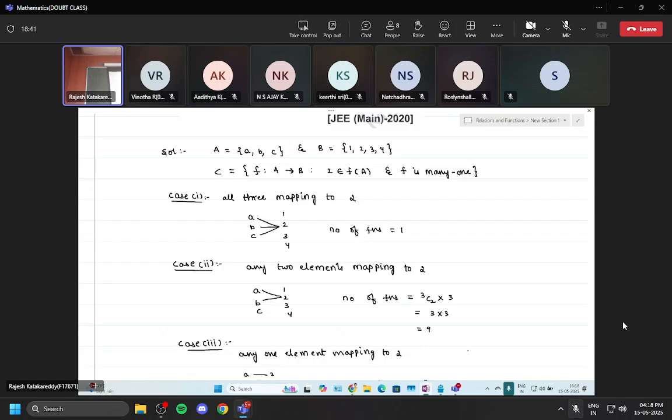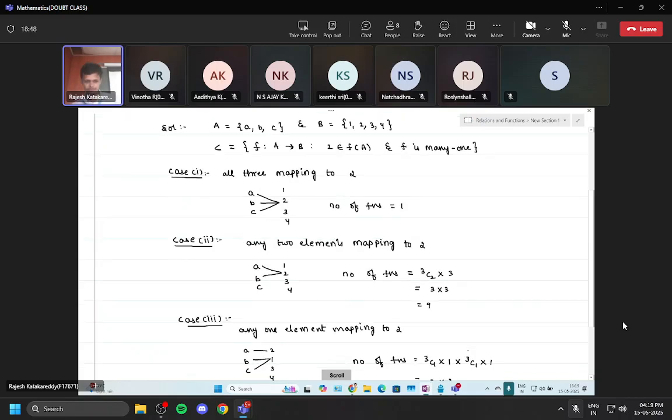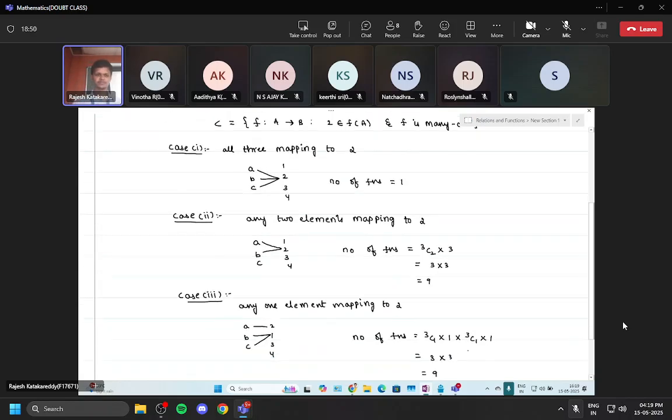Done. Like this you can solve. I think this is last problem on this concept.